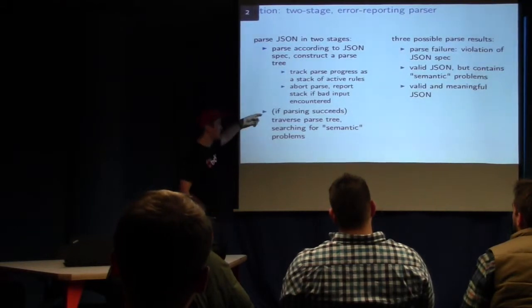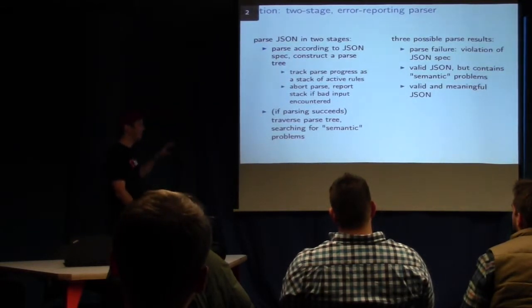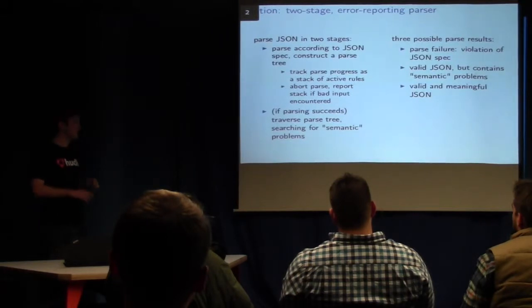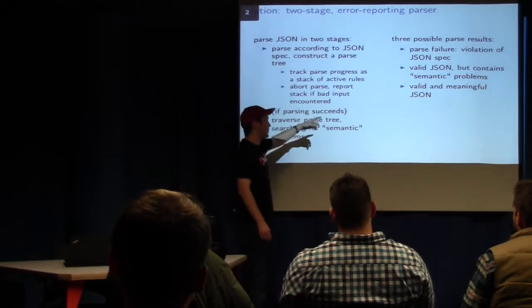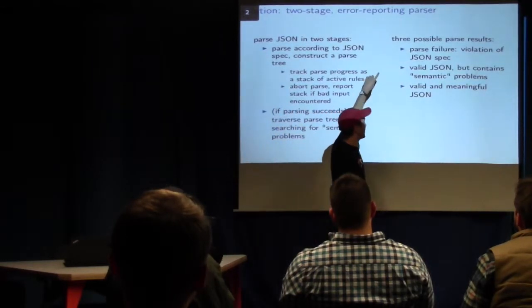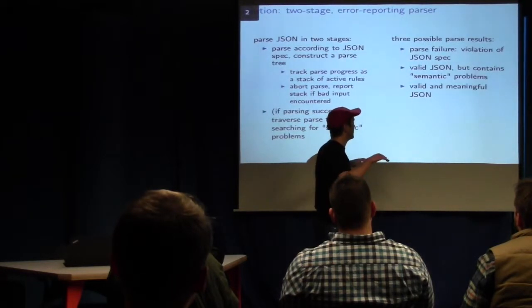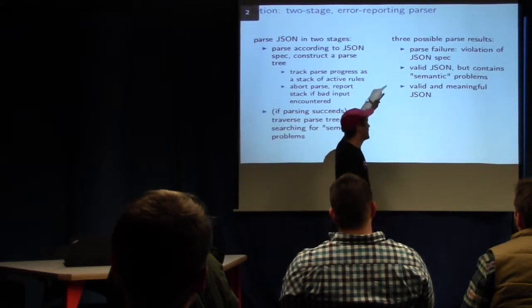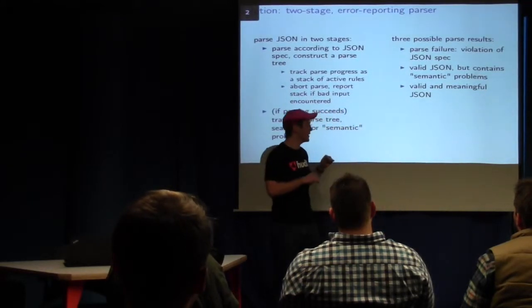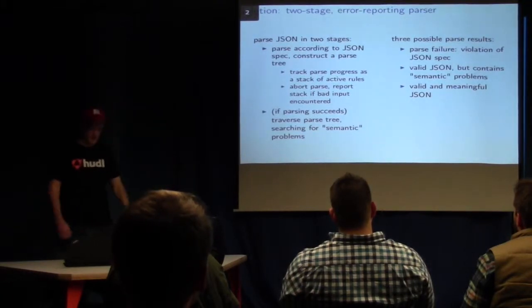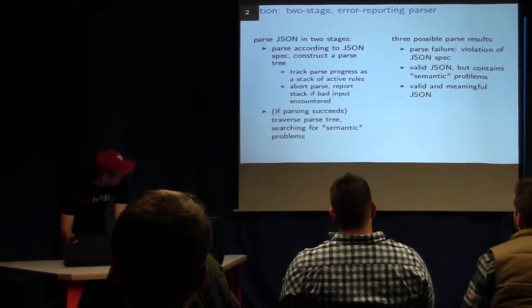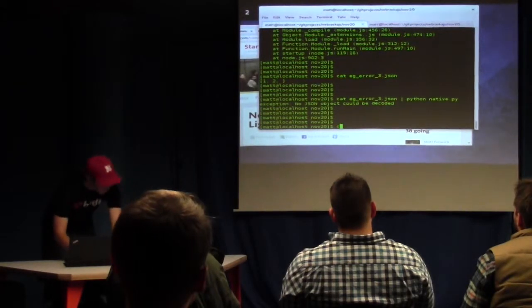If it succeeds, you move on to the second stage. You take this parse tree that was built in the first stage, then you go through it and you look for garbage. So you get 3 possible parse results. You can have errors, where you have violations of the JSON spec, invalid JSON, stop, that's red. Then you have your yellow, which is where you have valid JSON, but you have these kind of garbage semantic errors. And then the third one is green, where everything's good to go. So let me show you a few examples of this.